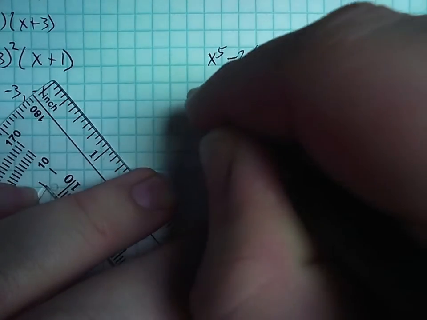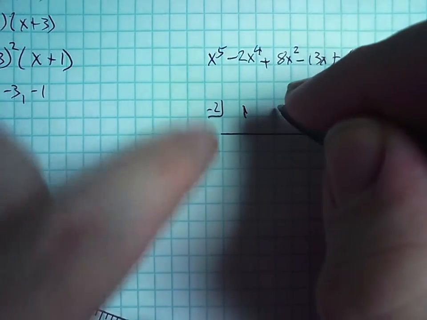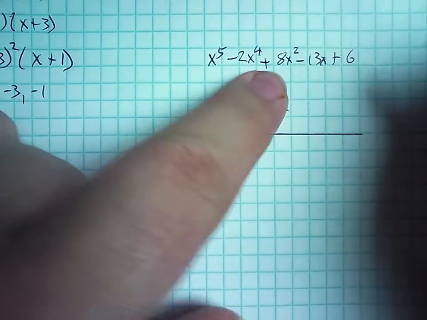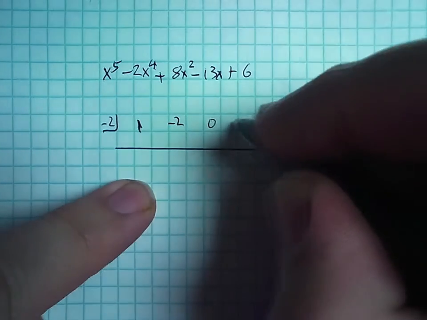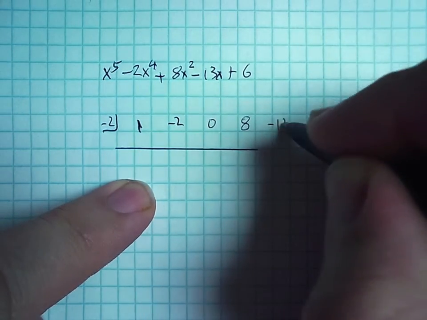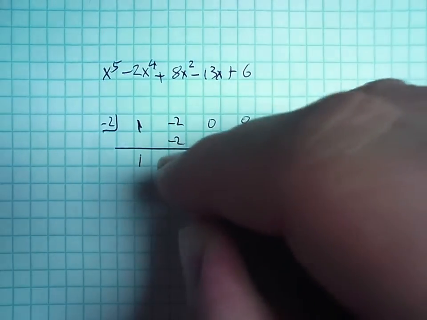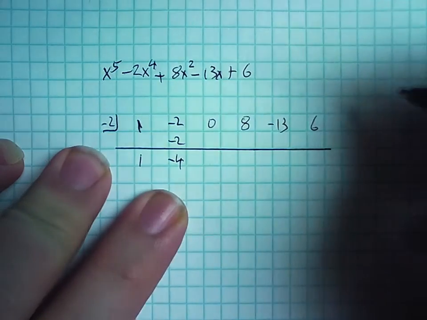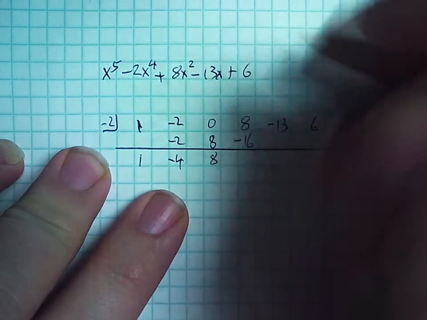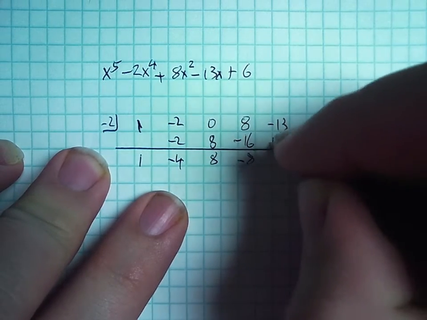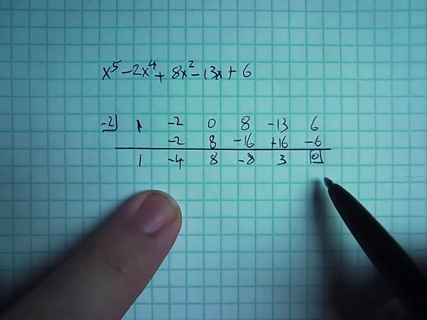So as I said, -2, we're expecting that to have a multiplicity of 1. I'll do it first. 1, 5, 4. Oh, there's no x cubed, so I need to make sure to put in a 0. Then 0, 8x squared, -13x, and 6. So 1, that becomes -2, adds to -4. Multiply gives me +8. So this is 8, -16, -8, +16 is 3, -6, 0, as expected.